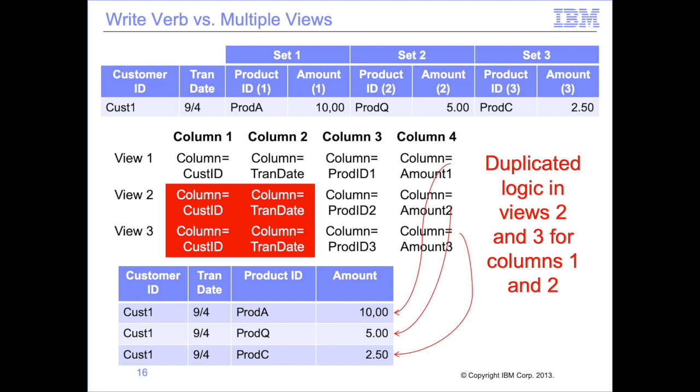The downside of this approach is that the logic to populate fields 1 and 2, the customer ID and tran date, would be replicated in all 3 views. Changes to these fields would need to be made in 3 places.